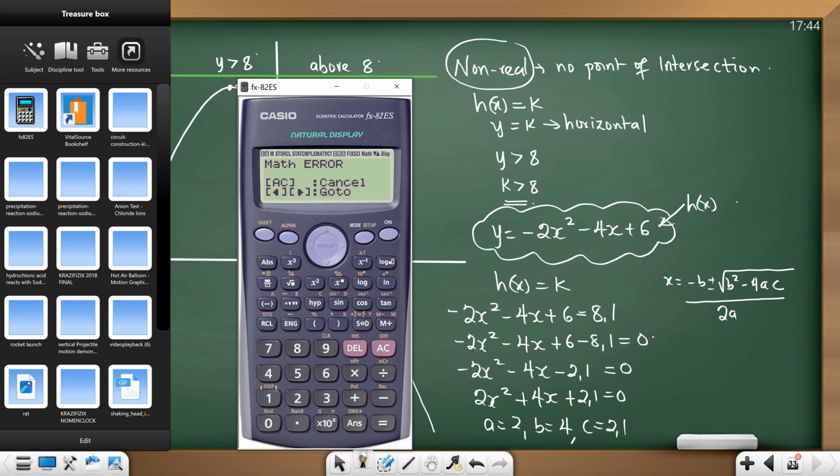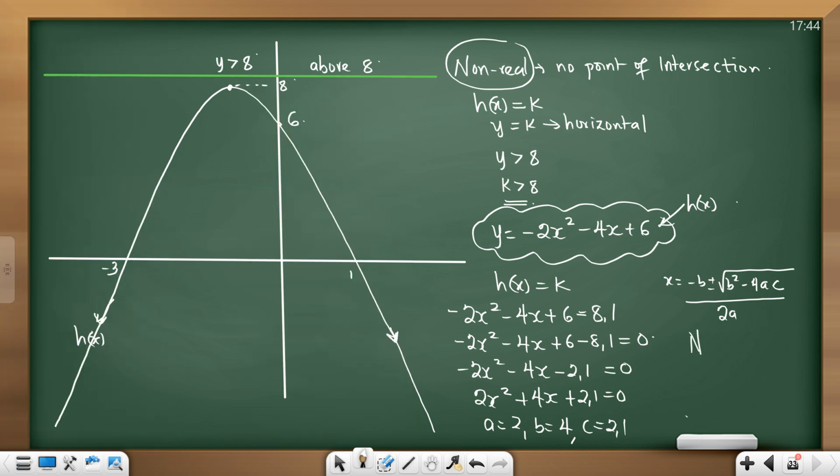No values. No solution. That is what we mean by unreal root. It doesn't mean that anytime you get this, it's an unreal root. Maybe you've made a mistake, but you saw there was no mistake here, and I knew what we were going to get. So anywhere above 8, there is no point of intersection. It means our roots are unreal. Please talk to me if my explanation makes sense. No solution. And that's what we mean by non-real roots.